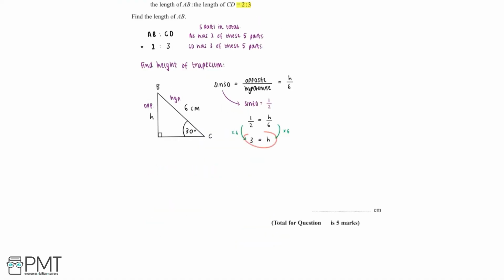Now that we've found the height of our trapezium, we can use this in order to find the length of AB. Now we were given the area of the trapezium, which is equal to 66 centimeters squared. Now let's see if we can use the formula for the area of the trapezium in order to find an expression for the length AB. We know that the area of the trapezium is equal to A plus B over 2, all multiplied by the height. And A plus B are the 2 horizontal sides of the trapezium.